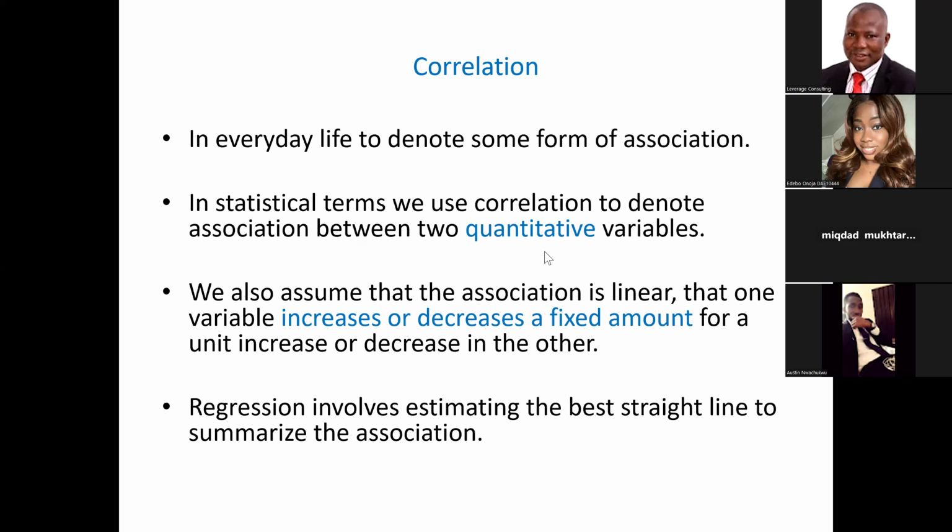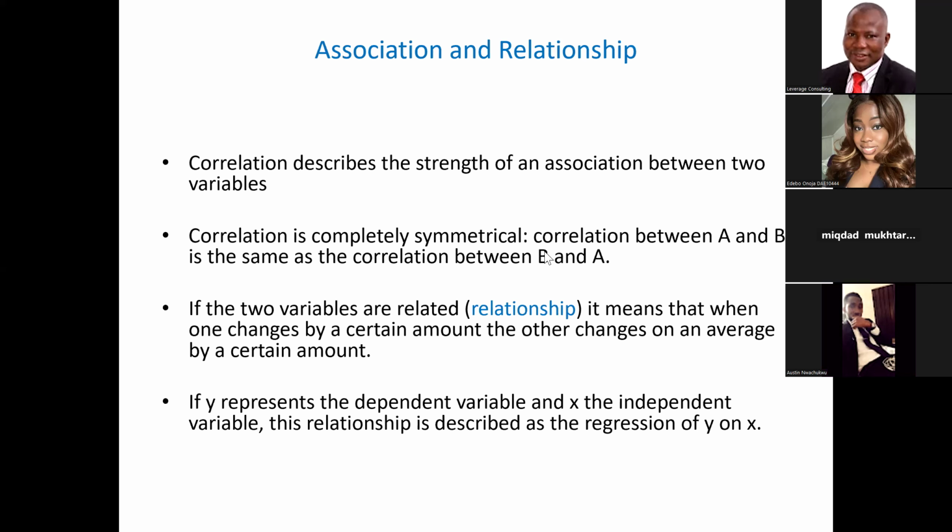But let's say you are able to quantify the childishness of a child. As the age increases, the childishness decreases, so that one is moving in the opposite direction. Now, we are talking about correlation, but regression involves estimating the best straight line to maximize association. We just mention that here, but it's for the next lecture.